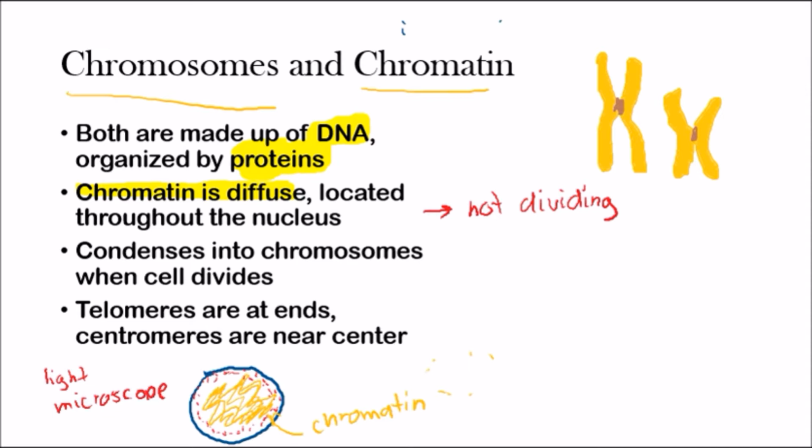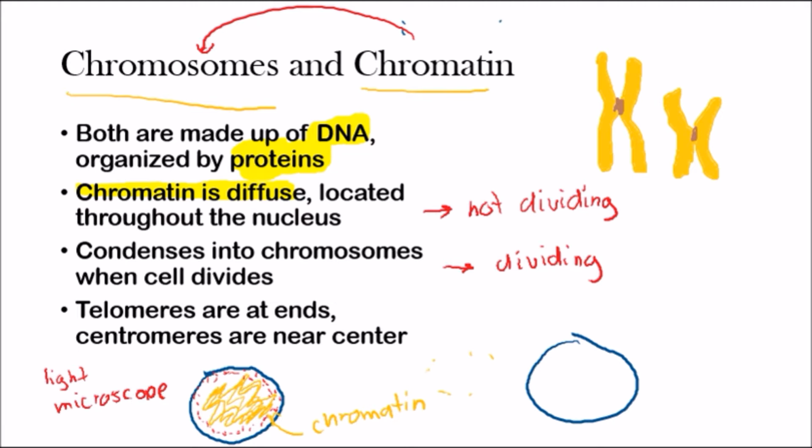However, whenever the cell is about to divide, so when the cell is dividing, this chromatin is going to be converted into chromosomes. Okay, and chromosomes are actually very condensed genetic material. So let me go ahead and draw what that would look like. Okay, so we have the nuclear envelope, and then we have the nuclear lamina bordering the nuclear envelope, and then we're going to see these very distinct shapes. These right here are chromosomes.